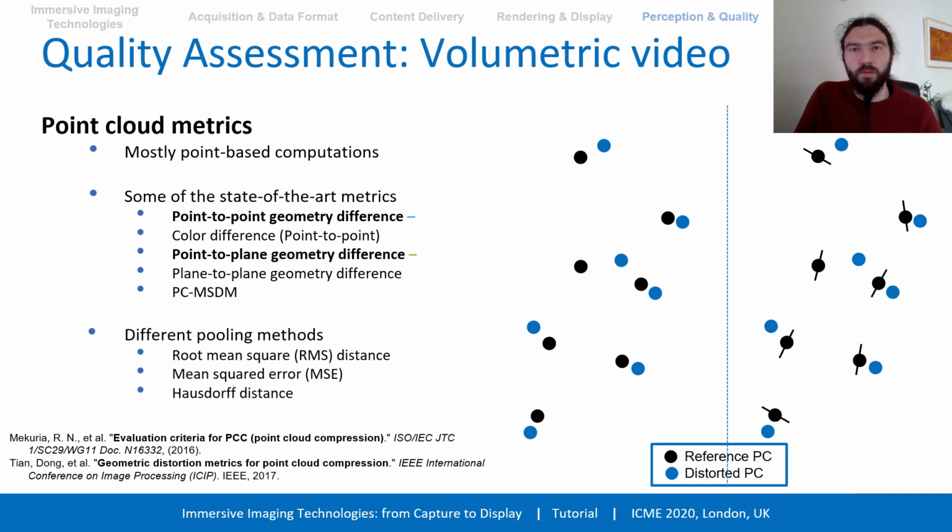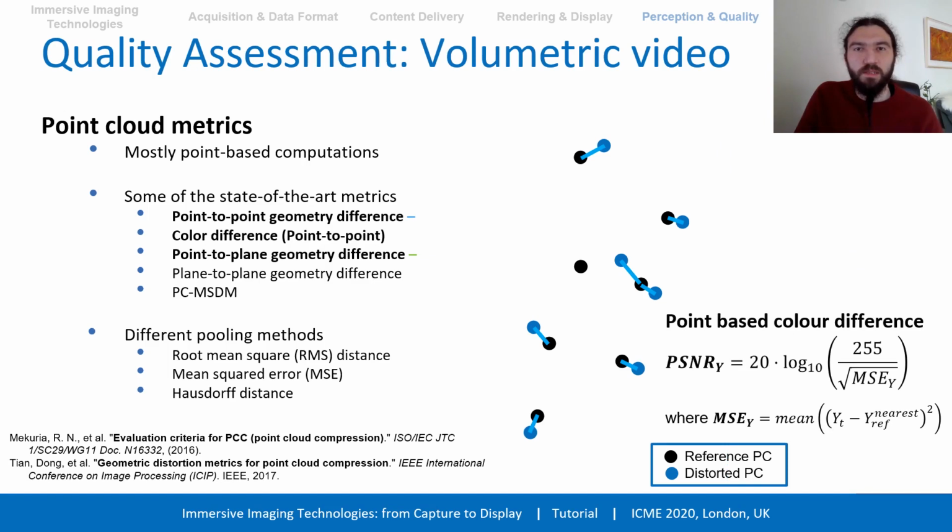Let's consider that the blue points are from the distorted point cloud, while the black points are from the reference. While point-to-point difference computes the minimum distance between the closest corresponding points, shown with the blue lines here, the point-to-plane metric computes the difference considering the normal of the reference point cloud as well, so that there might be just a bit of difference, and this might end up with different correlation levels. So these distances are then pooled using either root mean square distance, mean squared error, or Hausdorff distance, which takes the maximum value of the considered points.